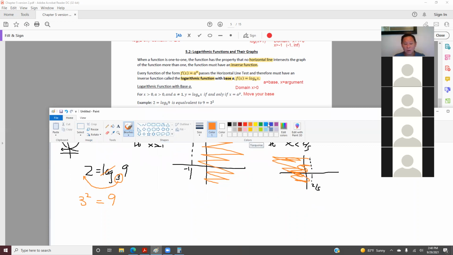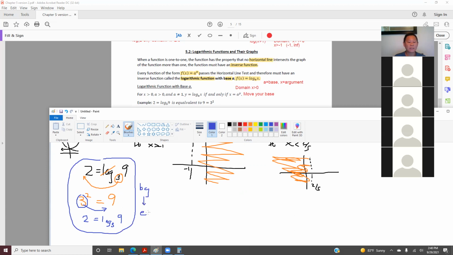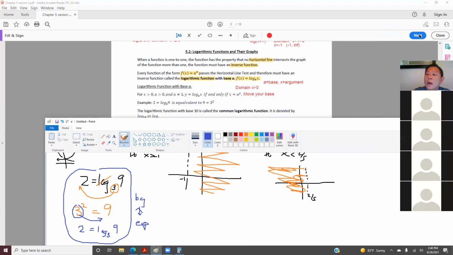And if you want to write the other way, from exponents back to log, again, you take your base and you move it down. So this will give you 2 equals log 3 of 9. Okay, so this is how we move base. This is very important. This is what we call log to exponents and exponents to log. So if you want to interchange log to exponent and exponent to log, we move your base here.